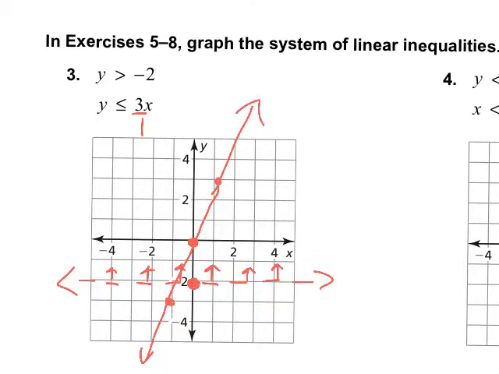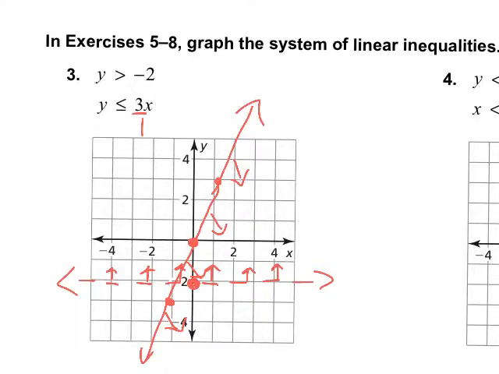Okay? And then should this one be shaded above or below? Below, right? Because it's y is less than. So I'm going to go to my line and I'm going to put little down arrows. Okay, so now that we have both sets of arrows on there, let's go ahead and shade.